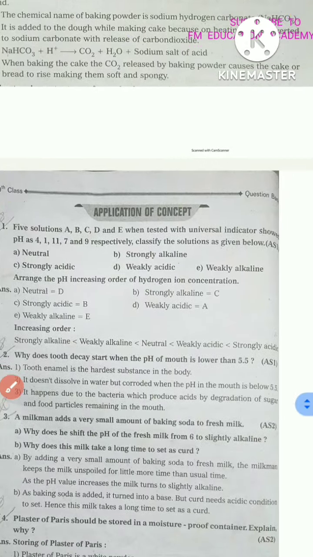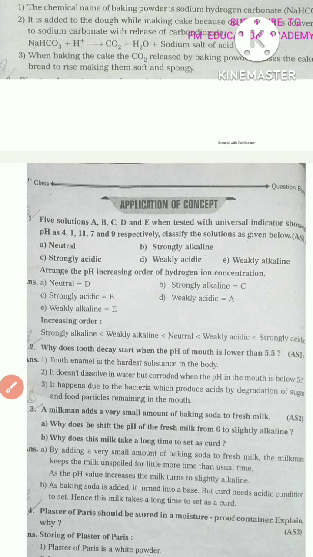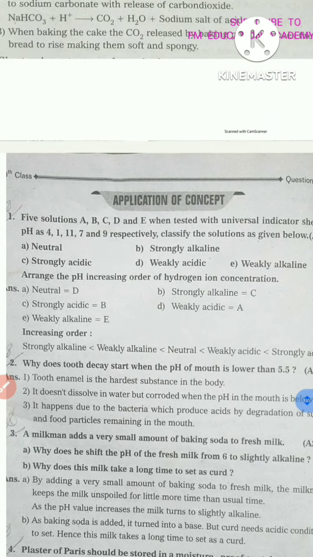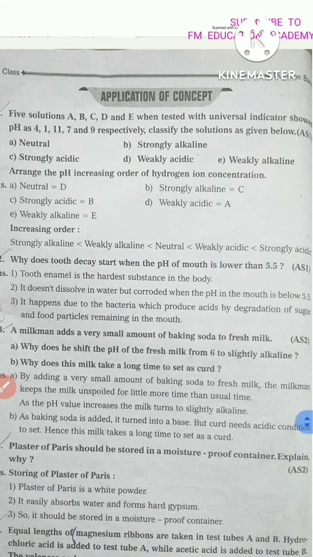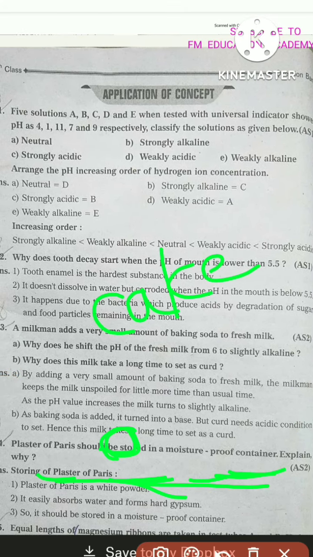Next, application of concepts, 5 questions we have. The first question: 5 solutions A, B, C, D and E, when tested with universal indicator, have pH given as 4, 1, 11, 7 and 9. Classify the solutions as follows: which is neutral, which is strongly alkaline, which is strongly acidic, which is weakly acidic and which is weakly alkaline. It is also asking to arrange them in increasing order of hydrogen ion concentration.